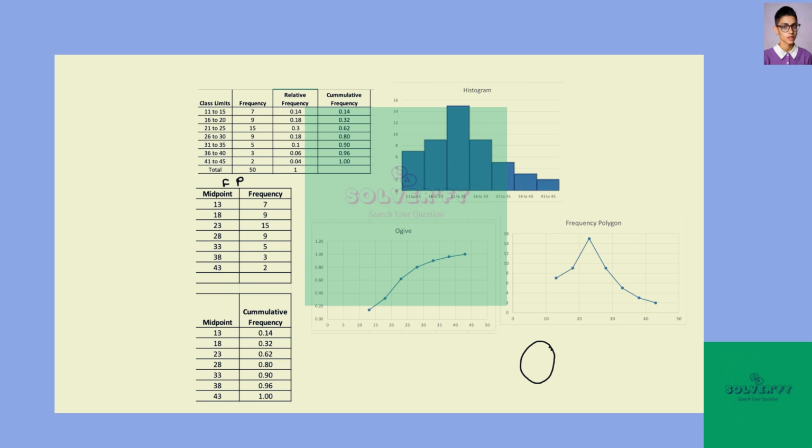How many patients waited longer than 30 minutes? So you would total up these patients here. So 5 plus 3 plus 2 is 10 patients waited longer than 30 minutes.